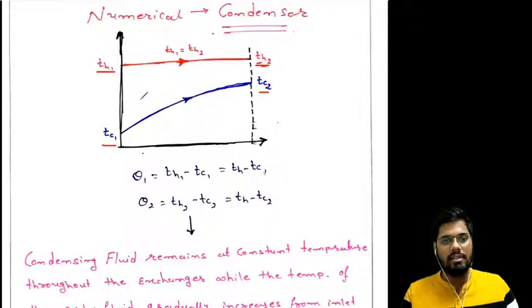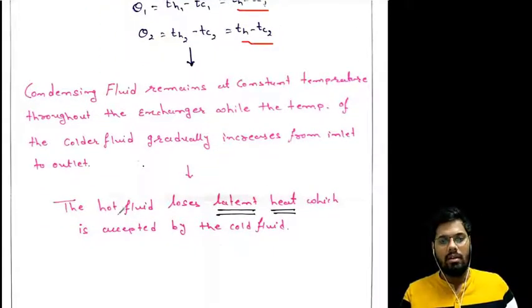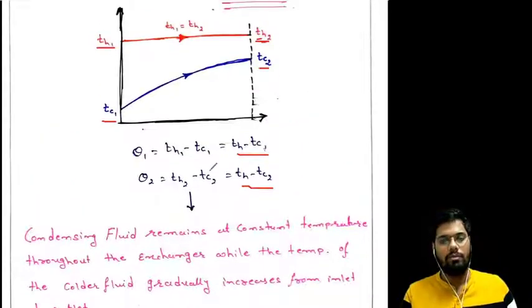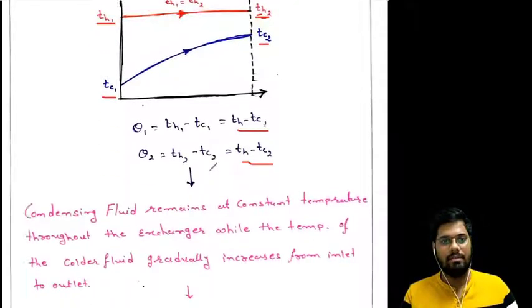So for the condenser, theta 1 would be TH1 minus TC1 and theta 2 would be TH2 minus TC2, or we can say that TH1 is equal to TH2 is equal to TH, so that it is TH minus TC1 and TH minus TC2. So here the hot fluid loses latent heat which is accepted by the cold fluid. This is the thing which we need to remember while solving the numerical of the condenser.